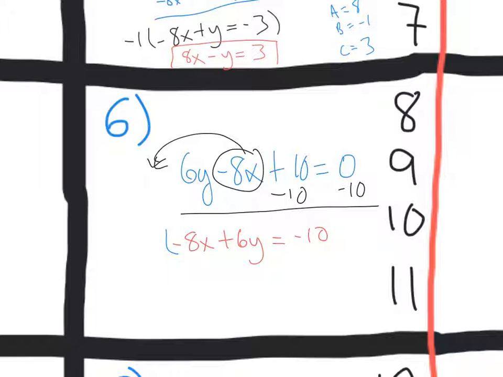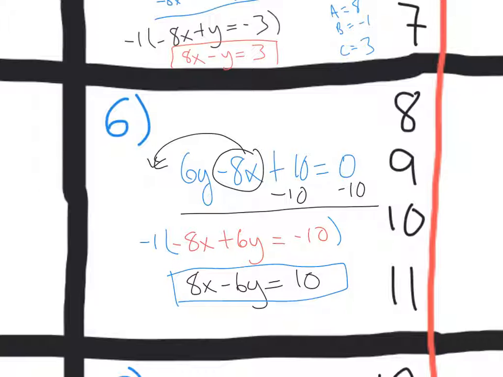Let's go ahead and multiply this whole thing by negative 1 just so we get that front term to be positive, and you get 8x minus 6y is equal to 10. Alright, that is your equation in standard form. A is equal to 8, B is equal to negative 6, and C is equal to 10. There you go. Alright, number 7 might be a little tricky.